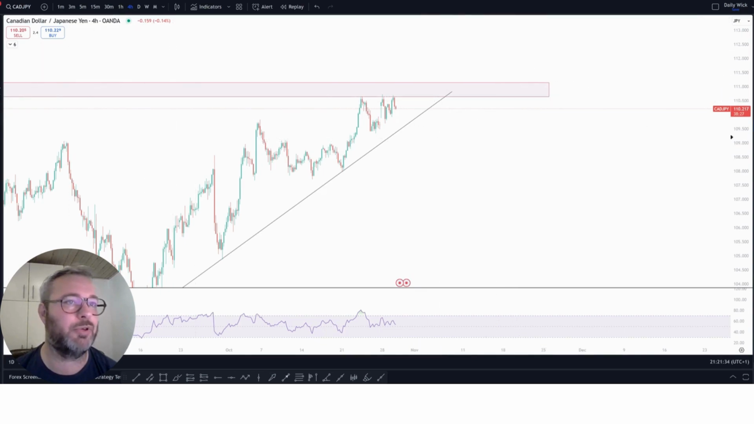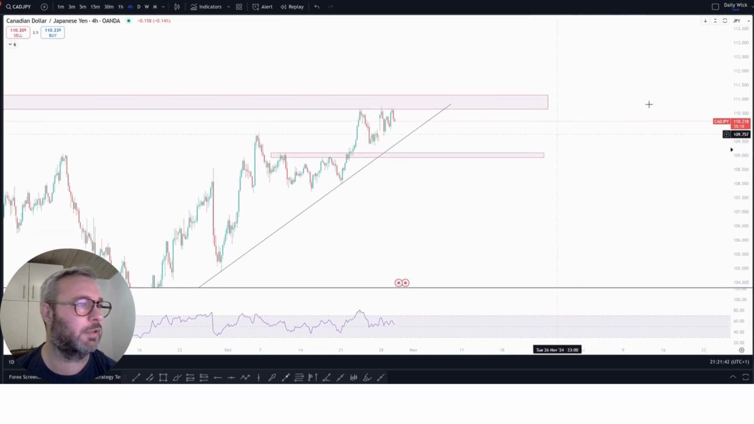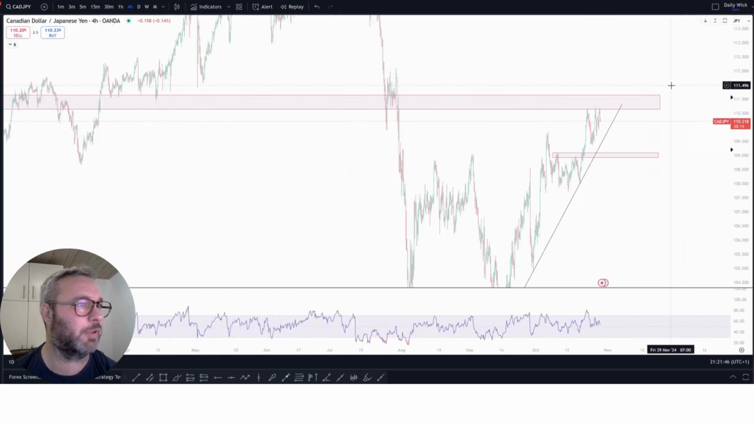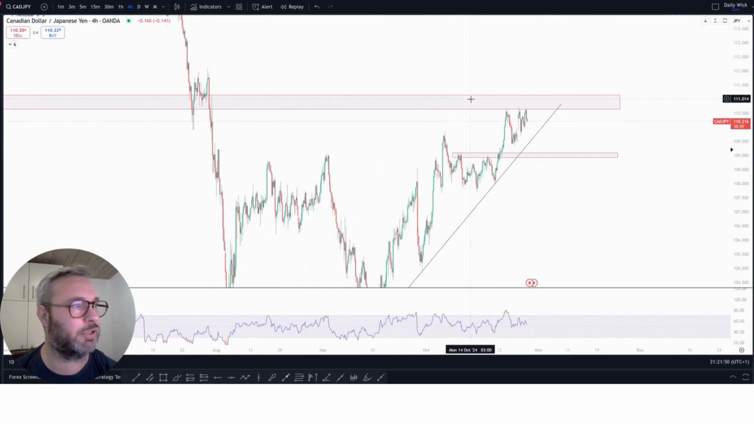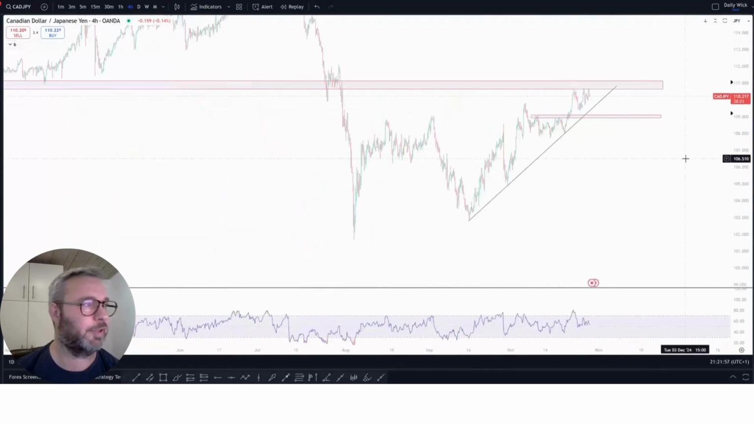On the support side, I'll be looking for these levels here. And I'll place an alert above here. So if the price breaks up, I would use this resistance here as support for a long. Yep, that's basically it for this pair.